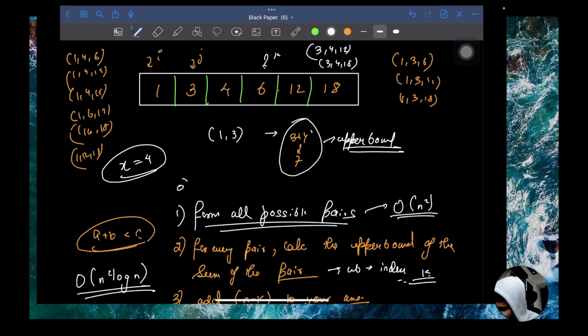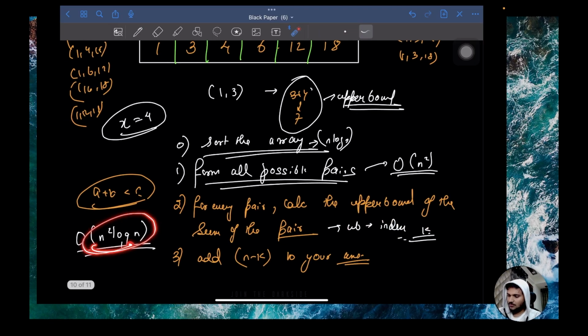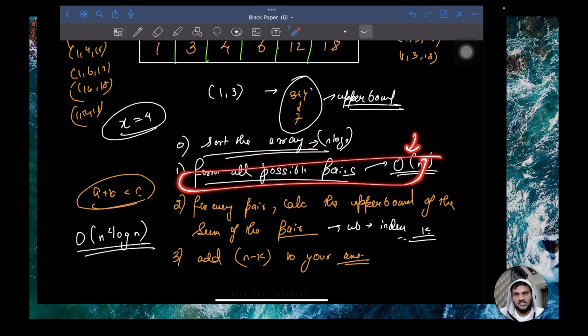One small step that you have to do in the beginning is sort the array, because the array might be unsorted. You need to manually sort the array. Sorting the array will separately take n log n. So n square log n plus n log n is n square log n only, right? So just sort the array, calculate with all the pairs. With each pair, calculate upper bound. That is going to be your answer.